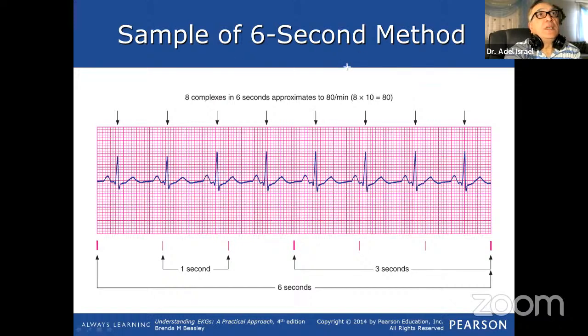Our target for today is this one, which is R, which represents the ventricular contraction. This is R, this is R, and this is R, and this is R, and so on. So let us count: 1, 2, 3, 4, 5, 6, 7, 8. So we have 8 R in 6 seconds. So what will be the heart rate? As you see here, this is the correct answer: 8 R times 10 will be equal to 80 beats per minute. Clear?